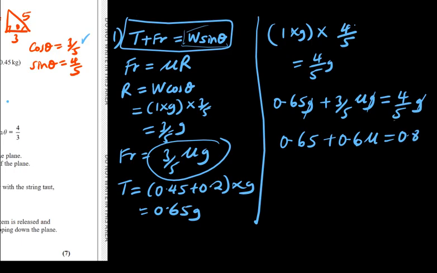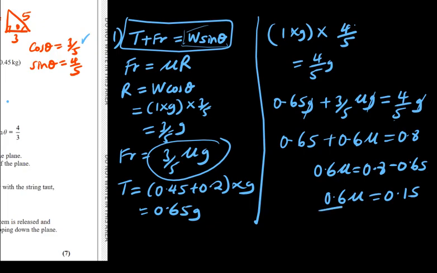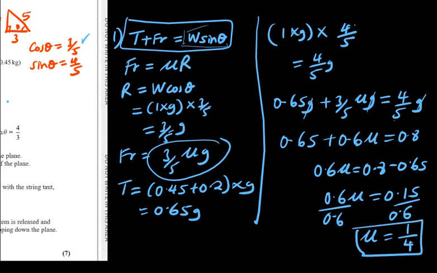By the way, all the fractions that have got 5 or 2 in the denominator, they are terminating, they are not recurring, so we can convert them and deal with them as decimals. So here we are going to have 0.6 mu equals 0.8 minus 0.65, which is giving us 0.6 mu equals 0.15. So if you divide both sides by 0.6, this one is giving us the value of mu as 1/4. So this is what you're supposed to show in that part of the question.